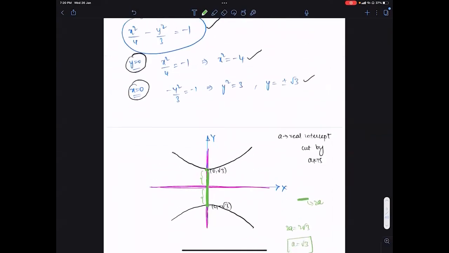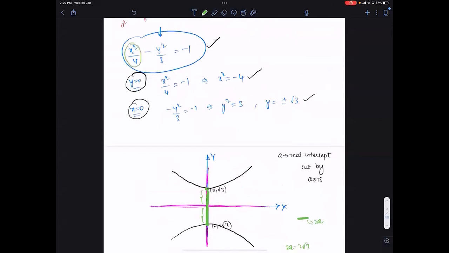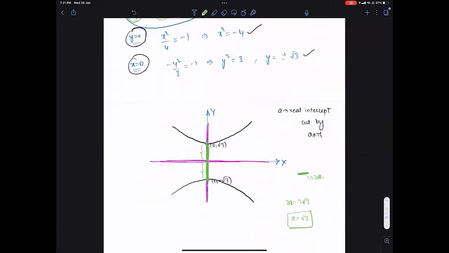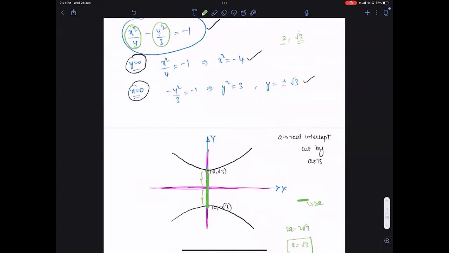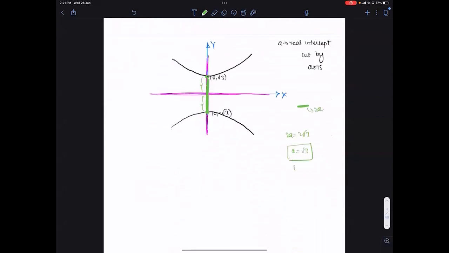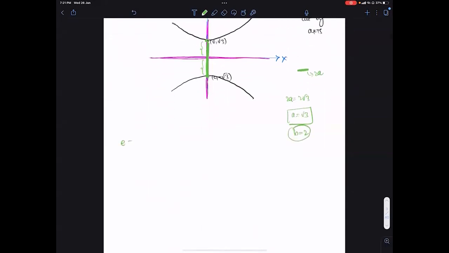See, the equation is x square by 4 plus y square by 3. We are only confused because one is 2, one is root 3. Which one is a out of these two? In ellipse, normally it is the larger one. But in hyperbola, it's the real length. So root 3 is the real length one, and the remaining one is b. So what is b for the hyperbola? 2.